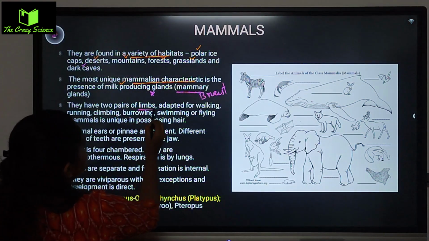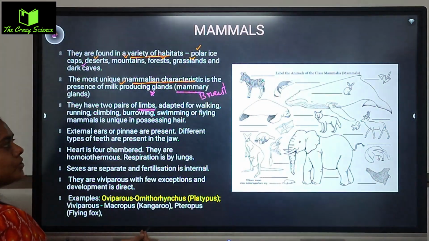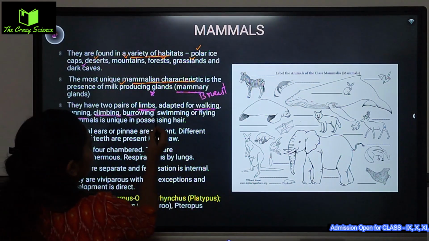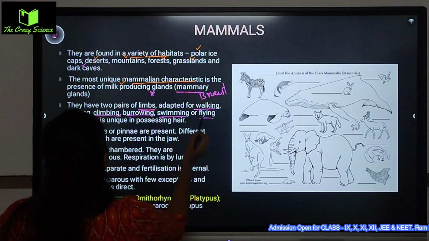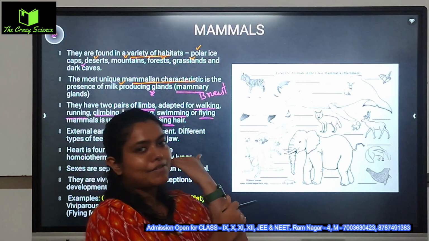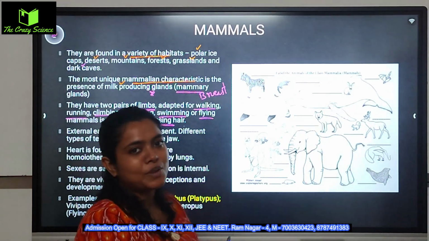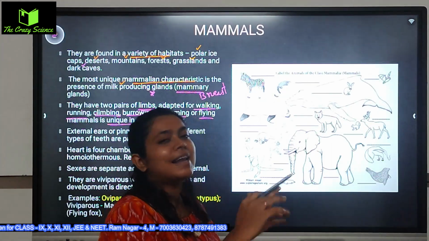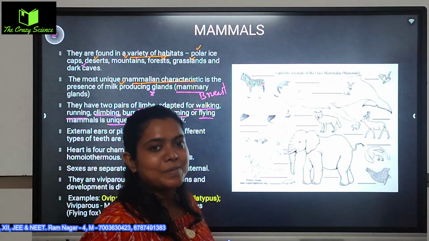There are two pairs of limbs, adapted for walking, running, climbing, burrowing, swimming, flying. Mammals are unique in possessing hairs. The body hairs we have are another unique characteristic. There are four limbs; some use all four for walking and climbing, some use two.